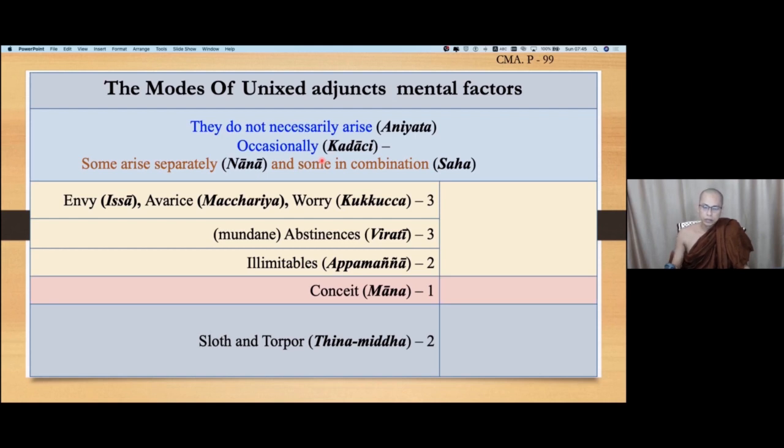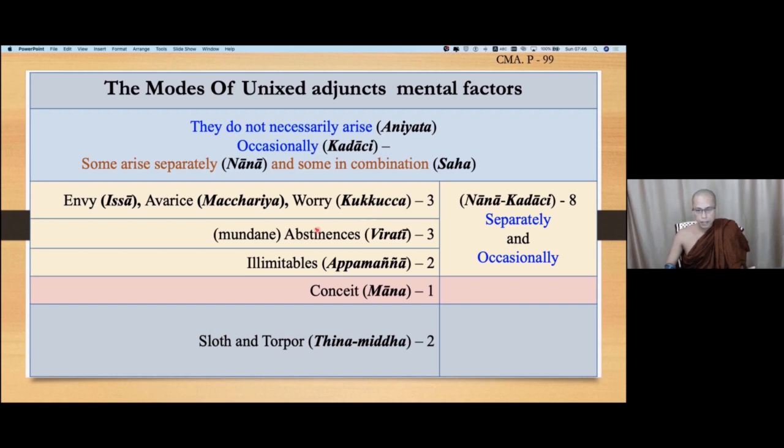So among the 11 aniyata, unfixed, sometimes they arise separately, like abstinence, virati, and appamanna, like this. They arise separately, mutually exclusive. Then sometimes they arise in combination. So we will see which of them arise together and arise separately. Then here, the 8 mental factors. So 3 are issa, macchariya, kukkucca.